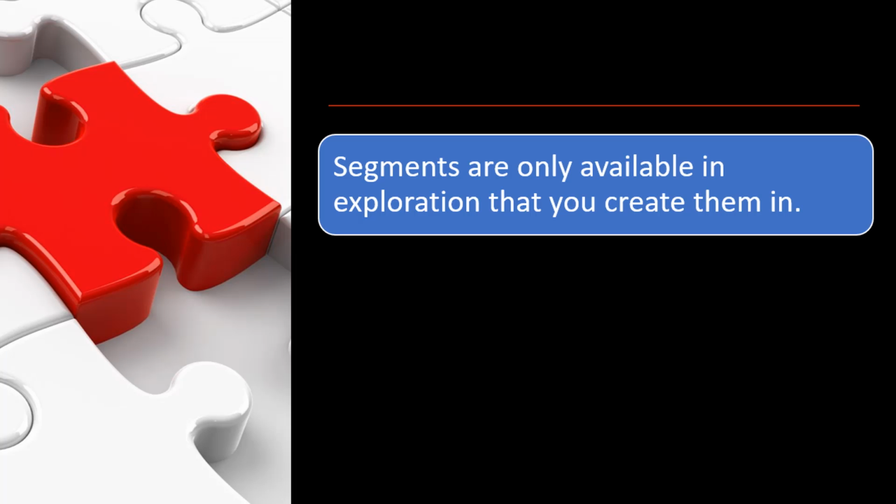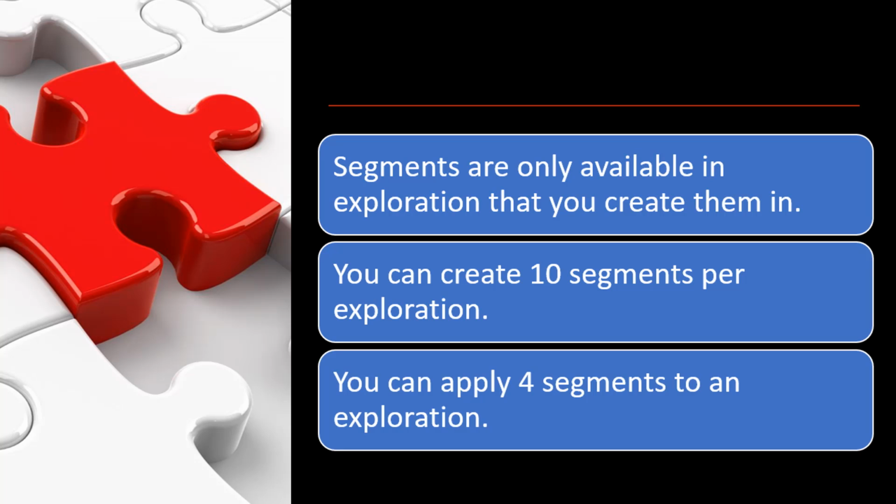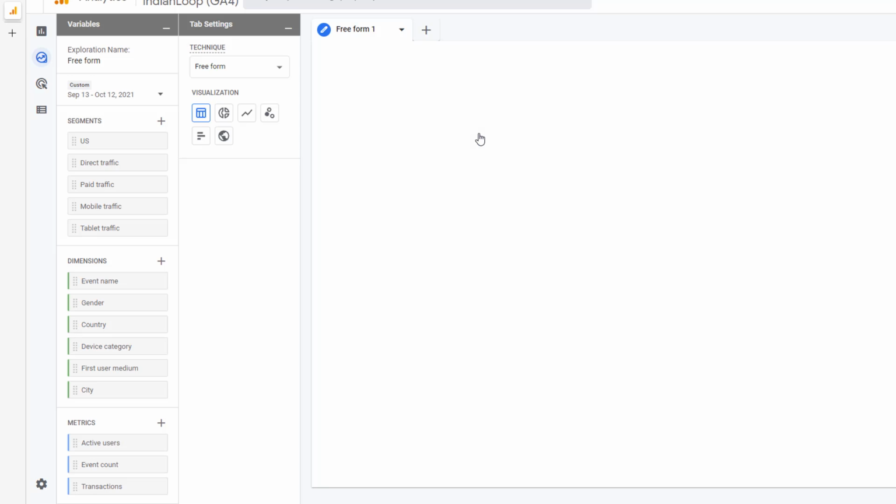Keep in mind that the segments that you create are only available in the exploration that you create them in, so they're not transferable from one exploration to another. You can create up to 10 segments in one exploration, and only 4 can be applied at any given time to your exploration. I'm going to go ahead and click on Freeform to show you how segments are created.